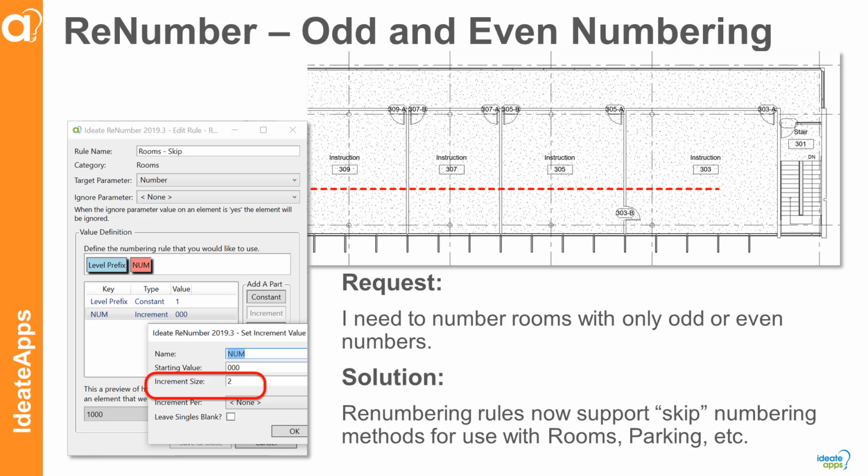Many customers have unique numbering requirements, which is why we continue to make great improvements to Ideate Renumber. For the November 2019 release, we have added the ability to handle odd and even numbering schemas, which allow users to skip numbers by defining an increment size. This method works well for numbers and letters, and also works well with rooms, parking spaces, and other Revit categories.